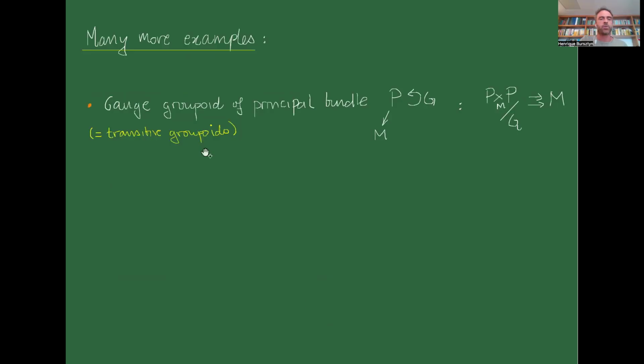It's called the gauge groupoid of the principal bundle. And this was one of the initial motivating examples, going back to your question in the very beginning. So this groupoid only has one orbit, so it's transitive. And for a long time, in fact, the only groupoids that were studied were transitive because they were equivalent to principal bundles. Only later did people relax this condition and start to care about the orbit structure that you have on M.